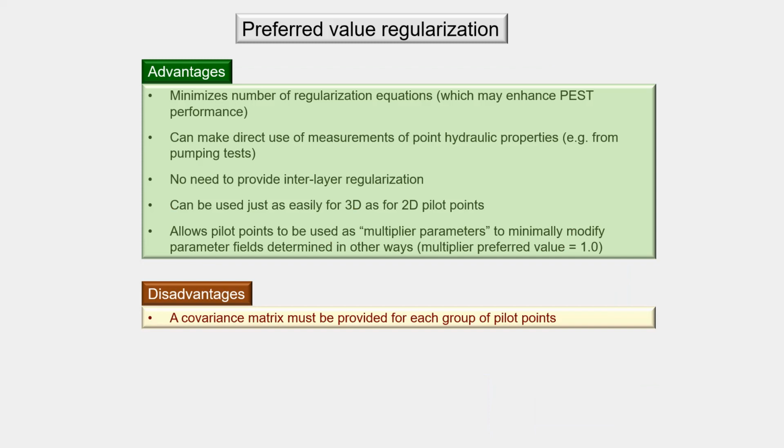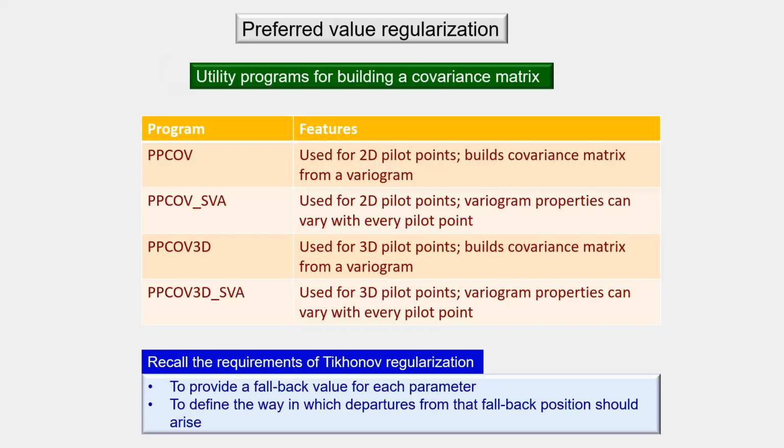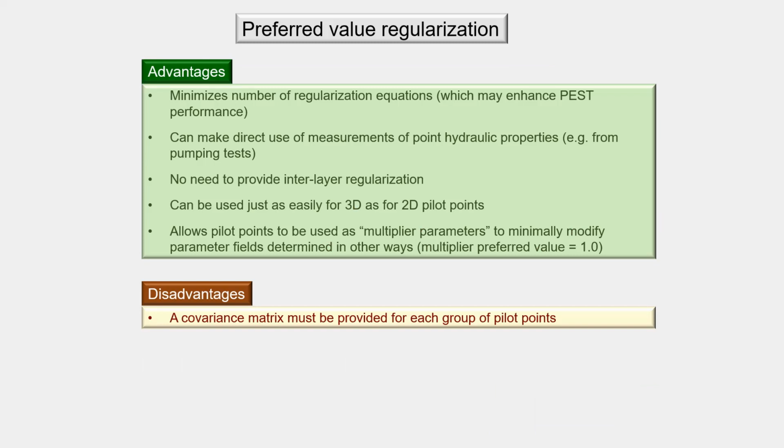The advantages of this approach to regularization, the preferred value approach to regularization, is that it's relatively easy to do. Add reg 1 puts in the prior information equations. The utilities that we just saw allow us to build the covariance matrix. It gets rid of problems associated with regularizing parameter values between layers. It can be used just as easily for two- and three-dimensional pilot points. It can be used just as easily for different parameter types, whether they pertain to a hydraulic property such as hydraulic conductivity, or whether they pertain to a multiplier on hydraulic conductivities or any other parameter type. Yes, the disadvantage is having to build that covariance matrix, but that's not too hard, really.